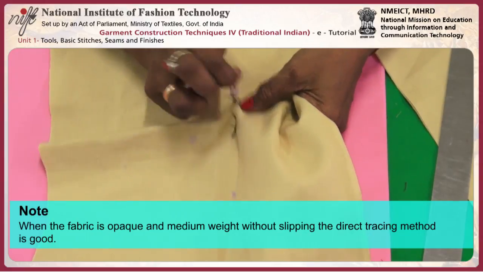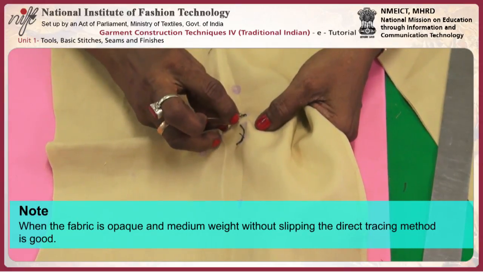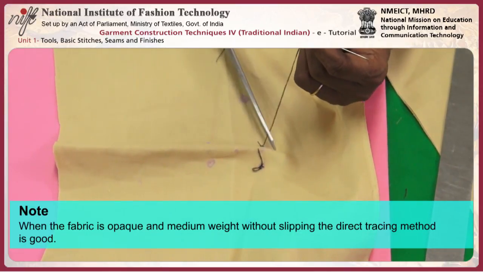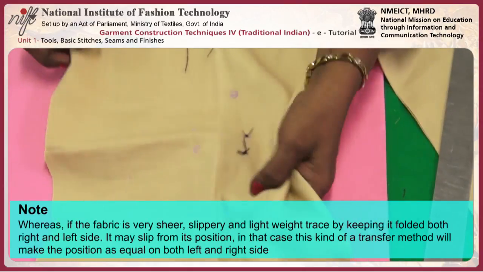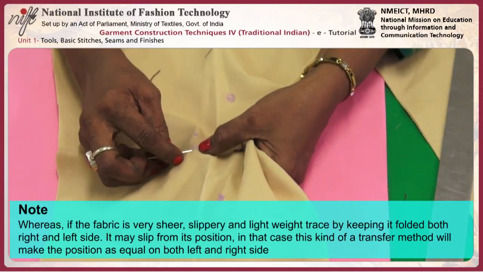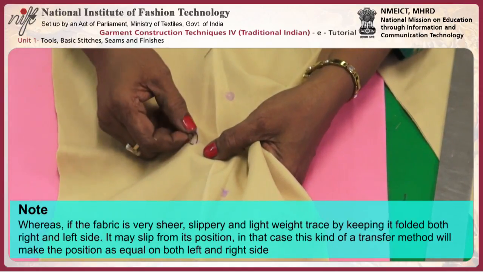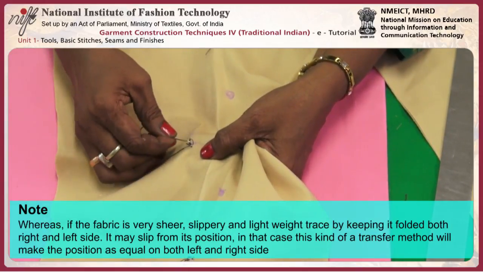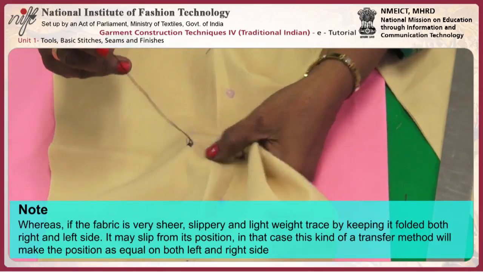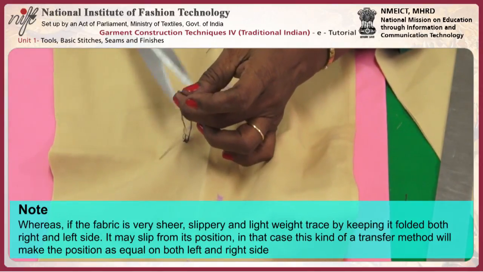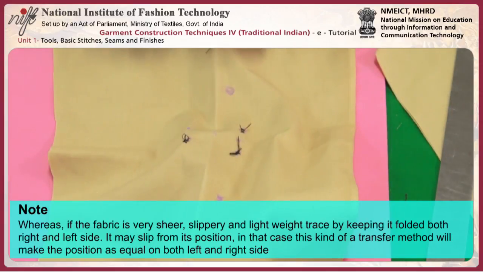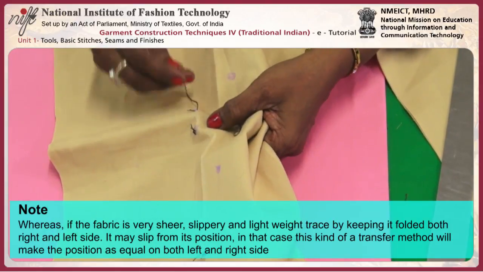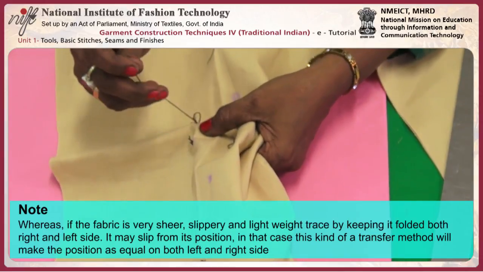When the fabric is opaque and medium weight without slipping, the direct tracing method is good. Whereas if the fabric is very sheer, slippery and lightweight, even if you trace by keeping it folded for both right and left side, it may slip from its position. In that case, this kind of transfer method will make the position equal at both left and right side.